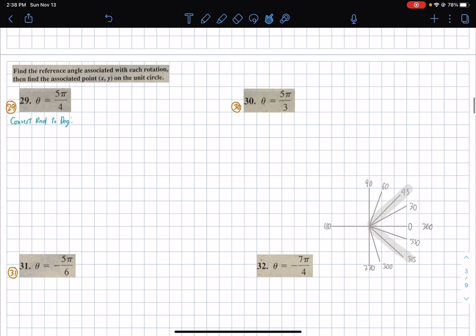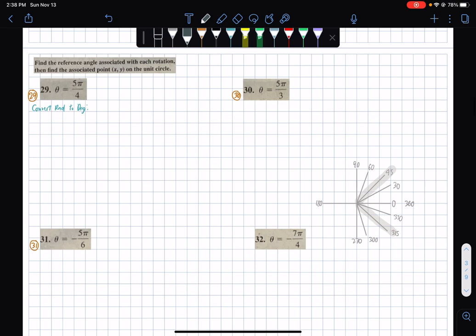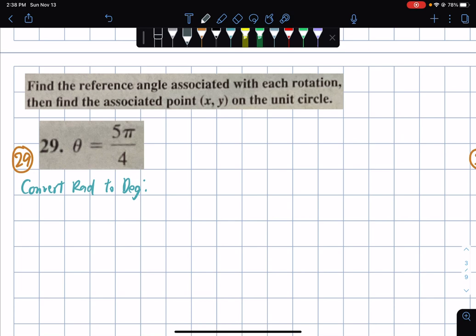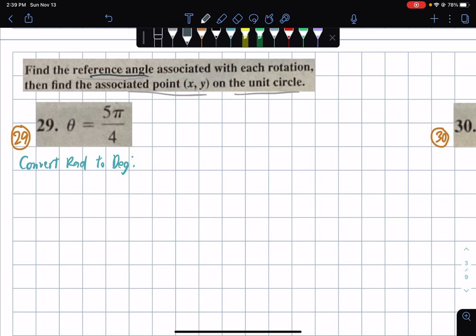For number 29, that's where we'll start. According to the instructions, you have to look for the reference angle associated with each rotation, then find the associated point xy on the unit circle. So first, you have to look for the reference angle and the associated point.